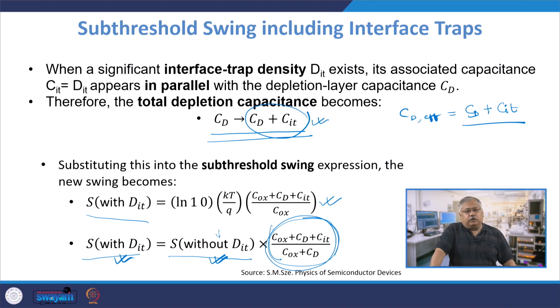Let us look at it physically also. If you have interface traps being generated, then you require a larger gate voltage in order to remove the charges from the interface traps to make it inverted, right. And that is the reason there is a degradation of the S with Dit. S means the subthreshold swing with interface trap charges, and it shows a larger swing.